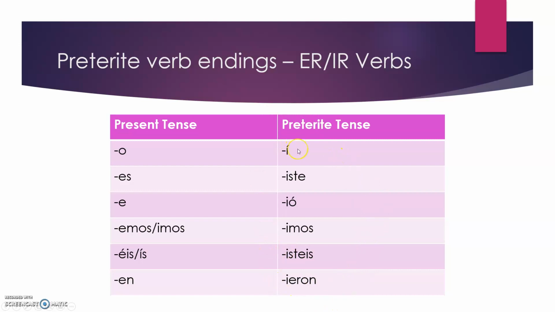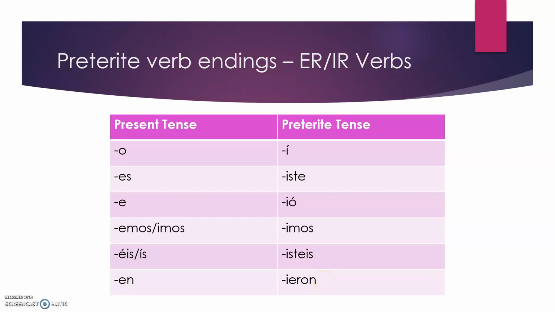Yo goes with í. Tú goes with iste. Él, ella, and usted go with ió. Nosotros goes with imos. Vosotros goes with isteis. And ellos, ellas, and ustedes go with ieron.